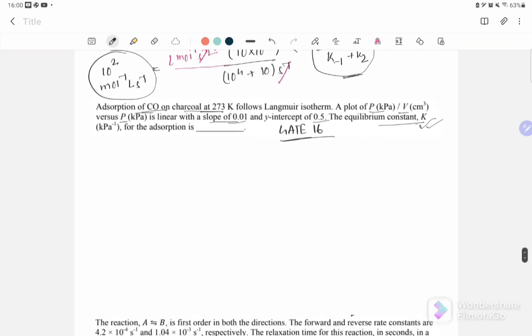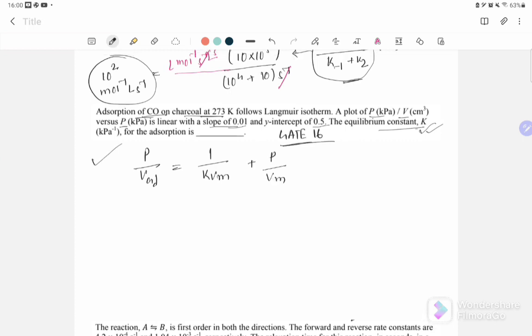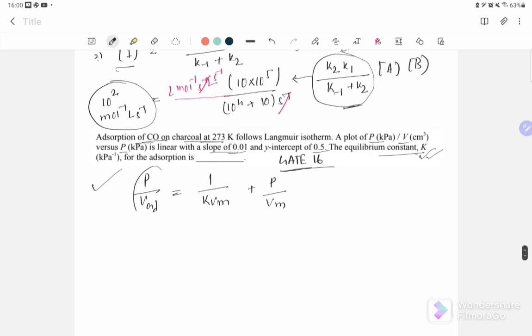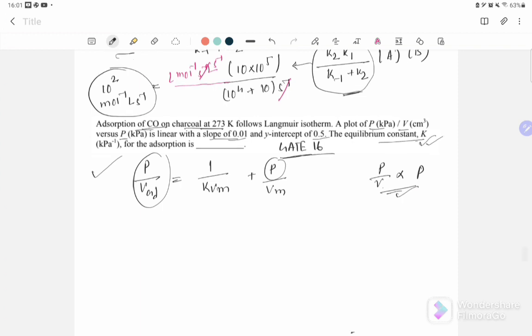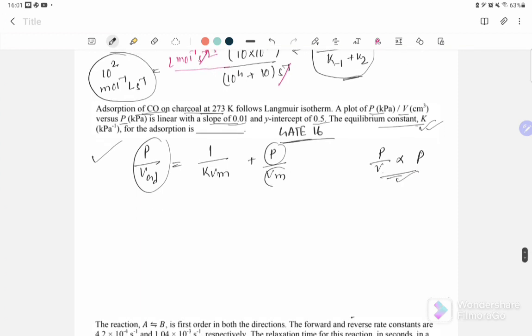So we just have to know the equation. What is the equation for the Langmuir isotherm? That will be P/V adsorption is equal to 1/(K Vm) plus P/Vm. This is our equation. So P/V versus P, this is the graph, and this will be the slope.